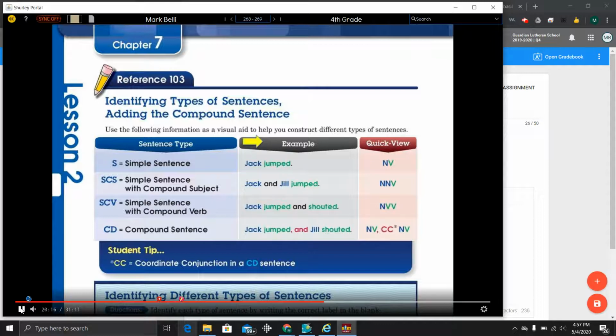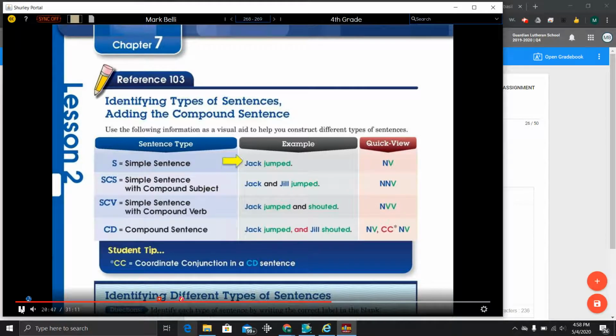The next section gives us an example of the sentence type. The section in red is called Quick View. It gives us a quick view of the parts of speech used to construct the sentence type. Follow the yellow arrow as I guide you through this chart. We'll begin with the simple sentence. The simple sentence is recognized by a capital S.